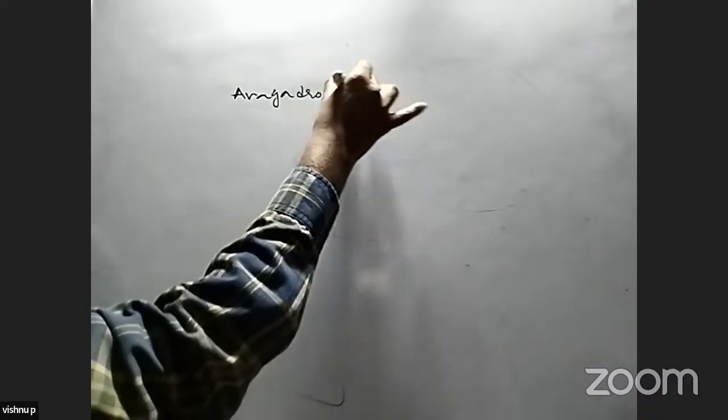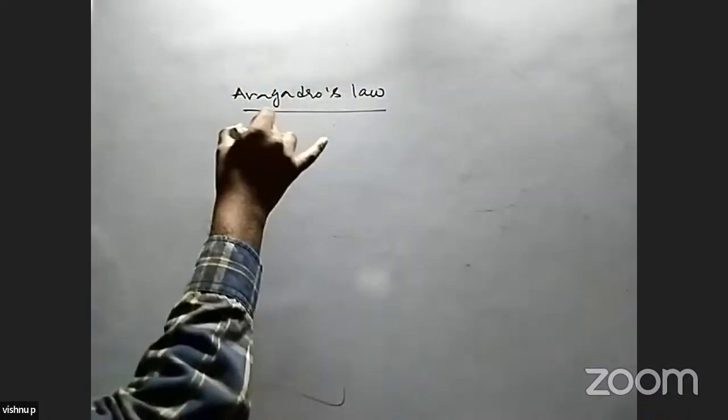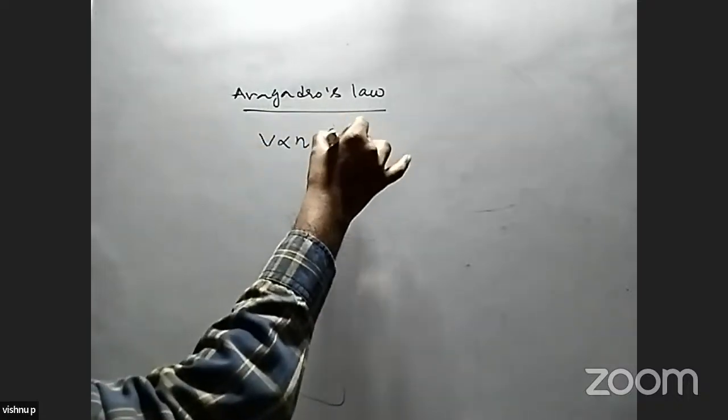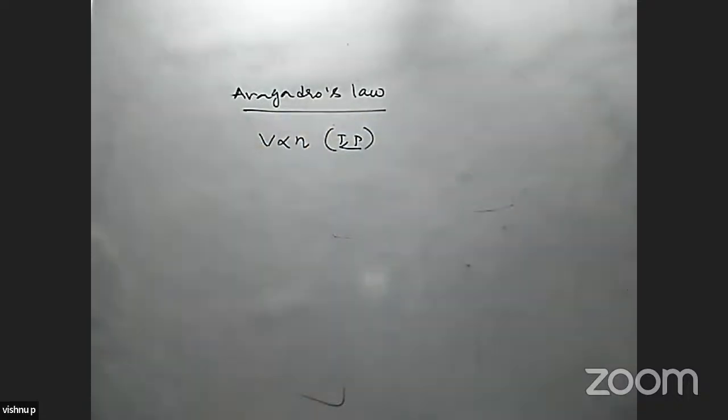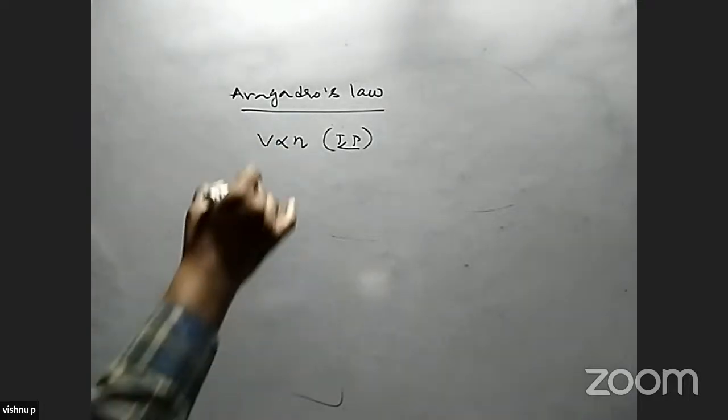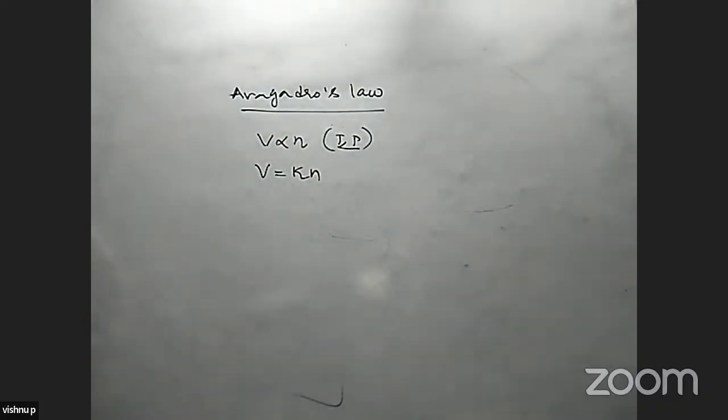Next is Avogadro's law. So what is that? Volume is directly proportional to the number of moles at a given temperature, with pressure constant. For a given constant temperature and constant pressure, the volume of a gas is directly proportional to the number of moles, or we can take it as V by n equal to K, and this is called Avogadro's law.